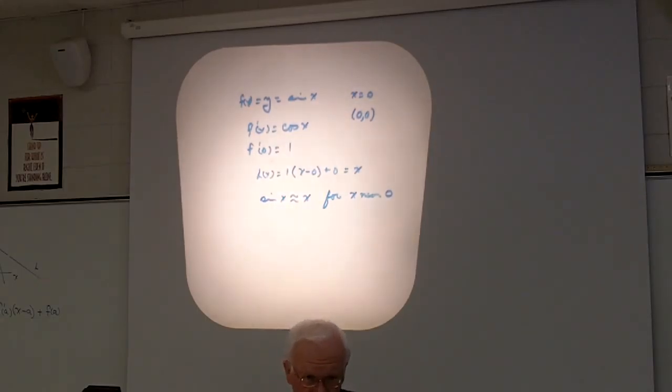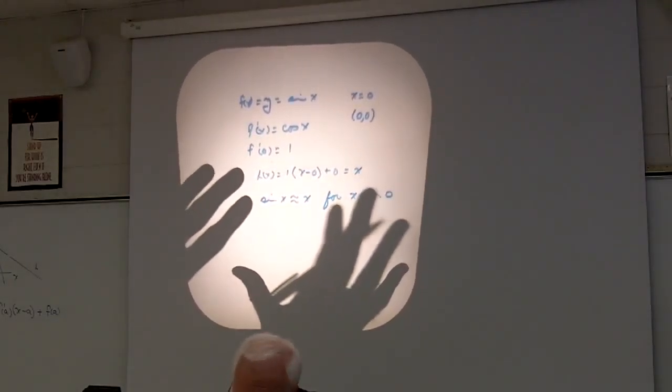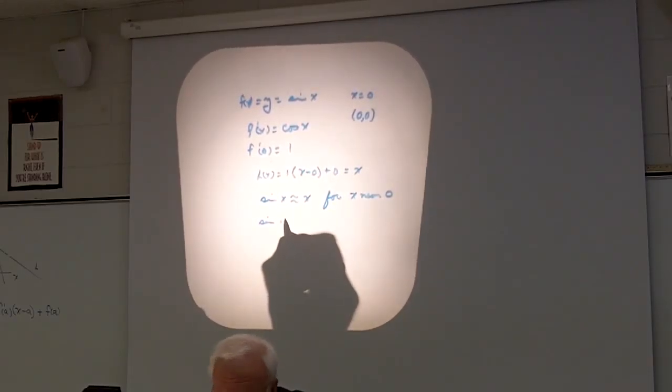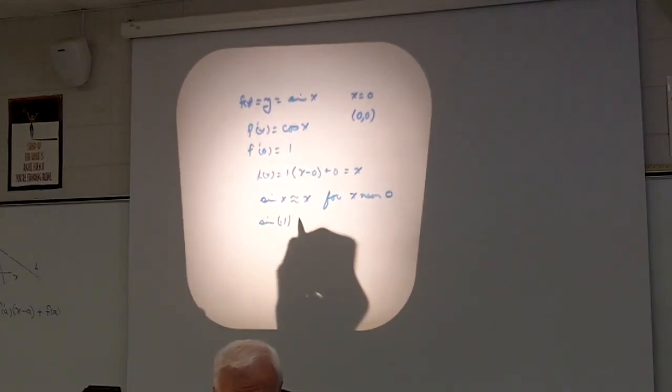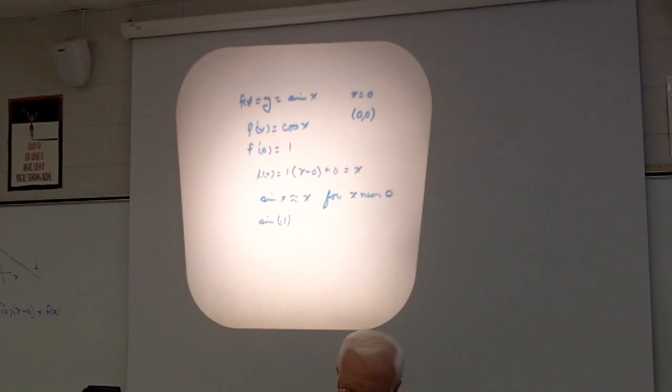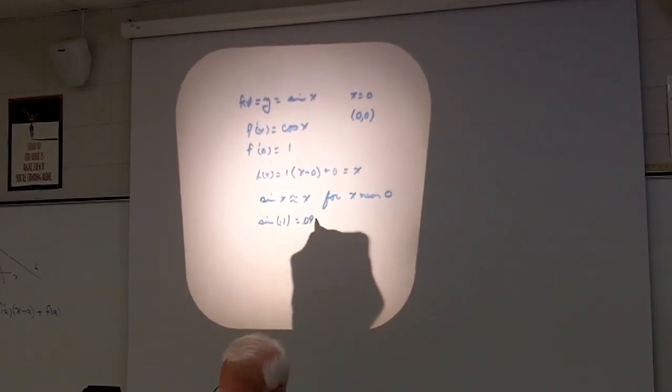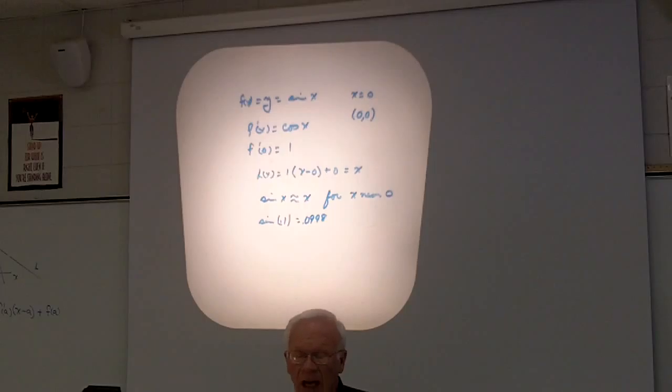Now, let's check this out. What is the sine of 0.1? Get your calculators and do it. I will do the same. Better make certain it's in radians because it doesn't make any sense otherwise. Agreed? Yeah. 0.998.